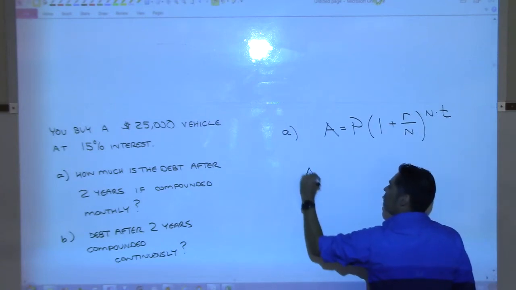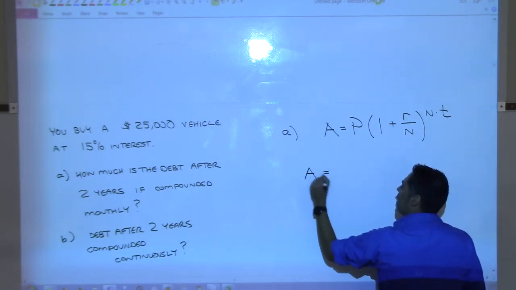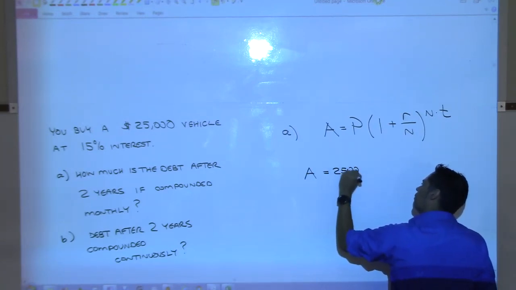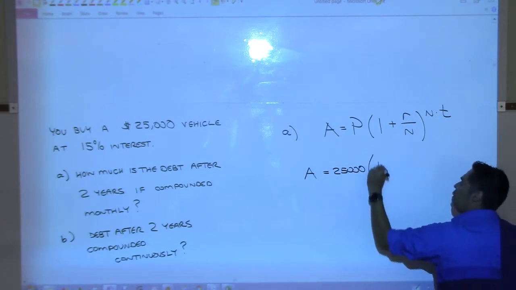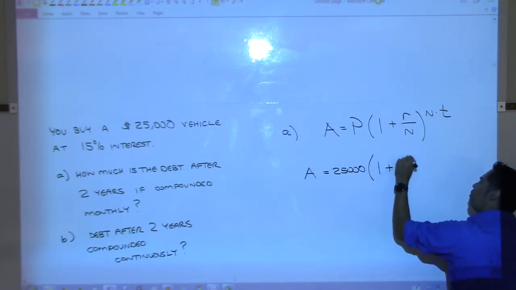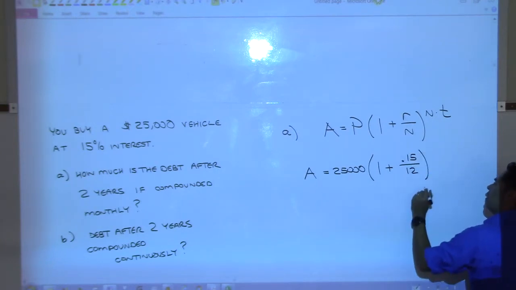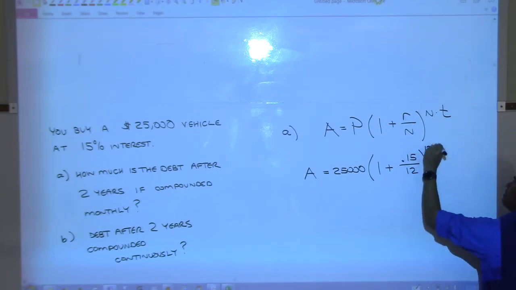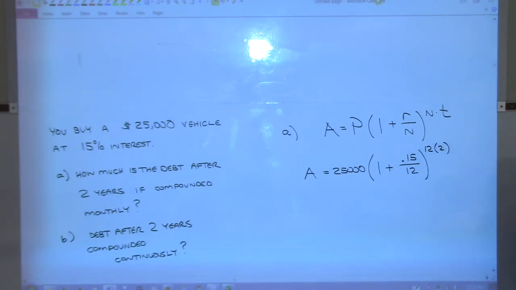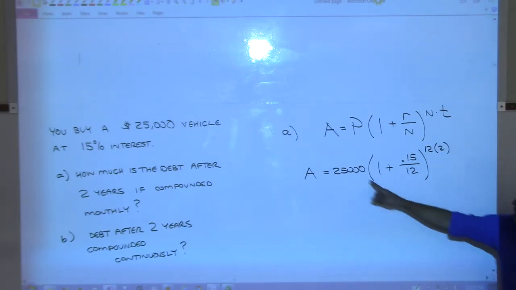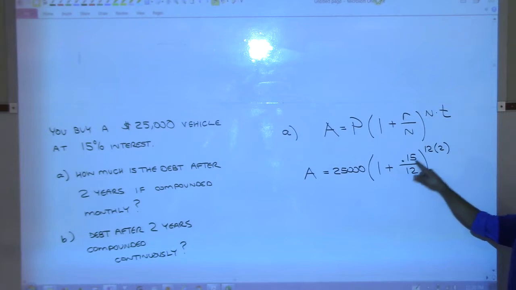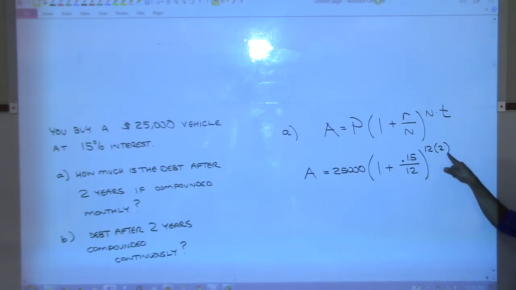Okay, so the amount that we will owe, our debt, will be 25,000, parenthesis, 1 plus 0.15 over N, which is 12, all of that raised to the 12 times 2. That's P times 1 plus R over N, raised to the N times T.